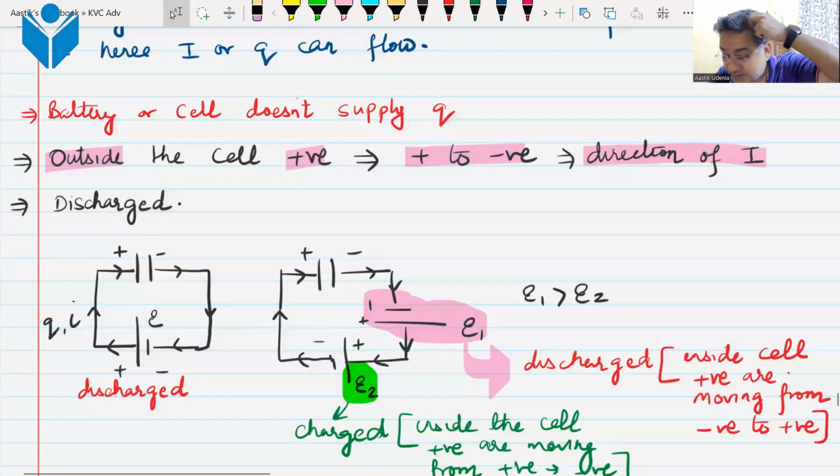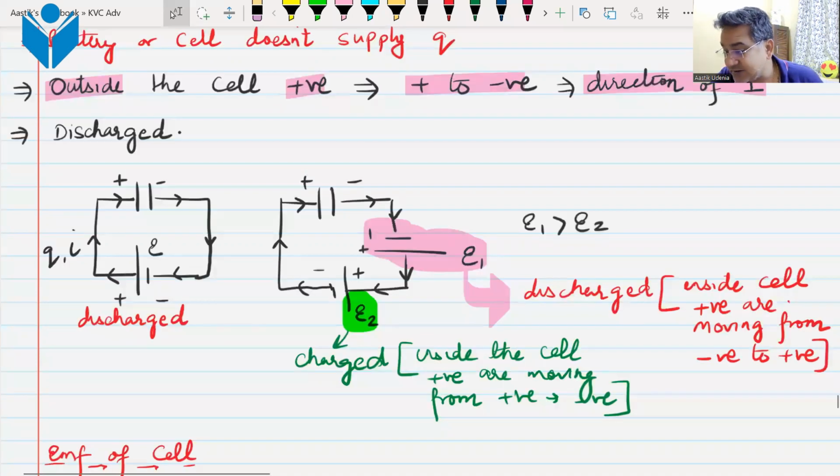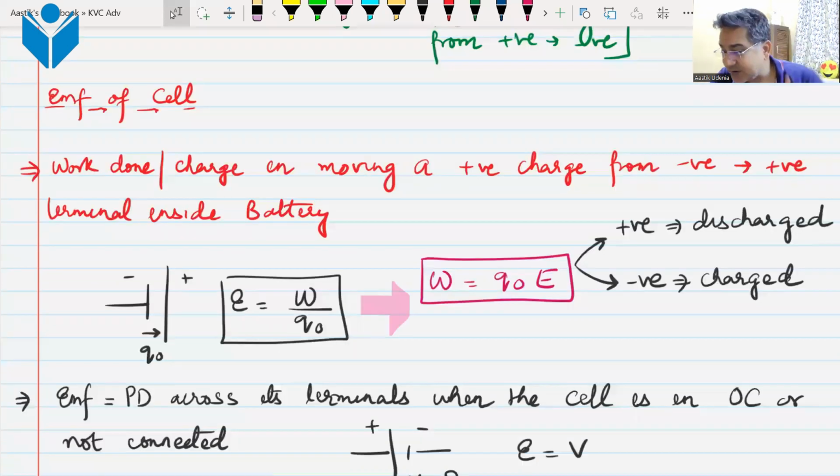Remember, battery does not supply charge, it only creates a potential difference between any 2 points in a circuit. Now, a battery can be getting charged or a battery can be getting discharged. If a battery is getting discharged, inside the battery, positive charges will move from negative to the positive terminal, and if the battery is getting charged, positive charges are moving from positive to negative terminal. Do we understand this? Yes or no? Yes, sir.